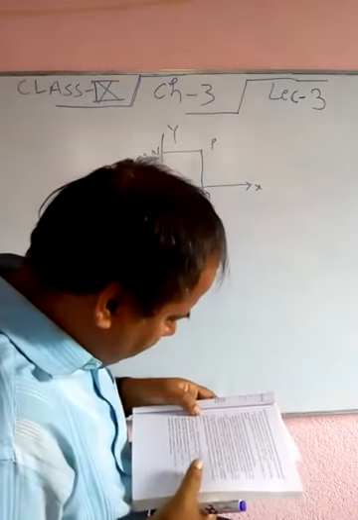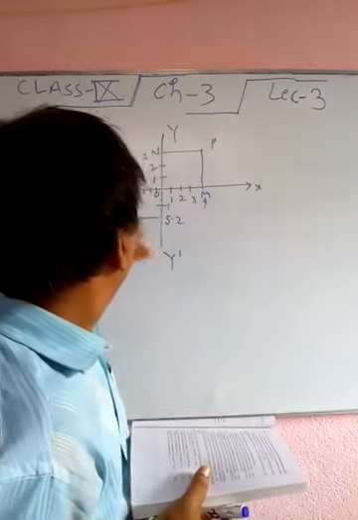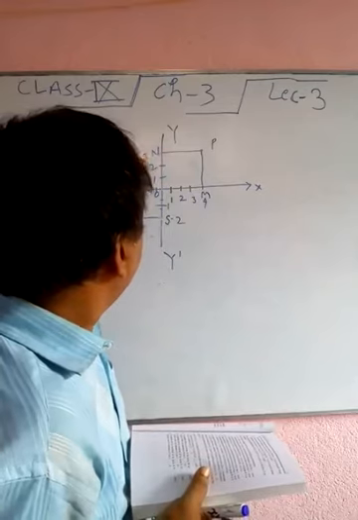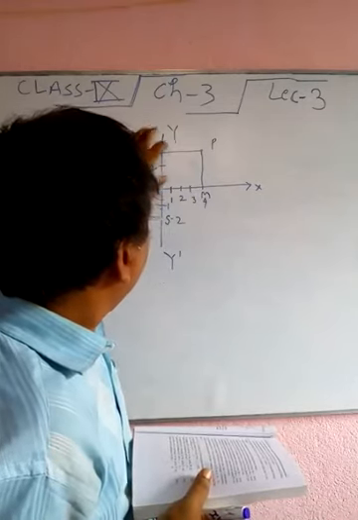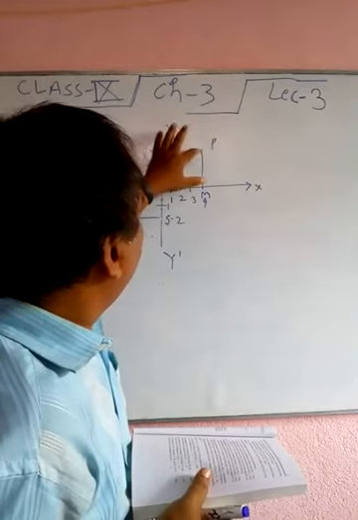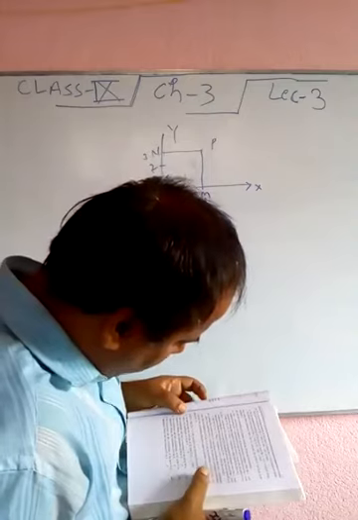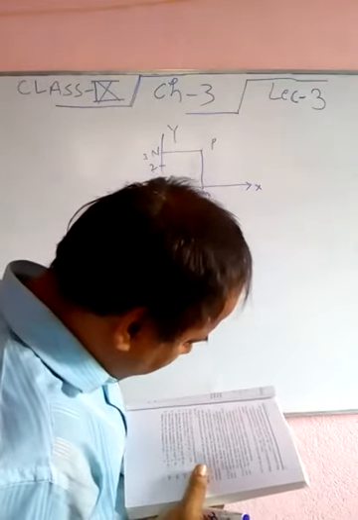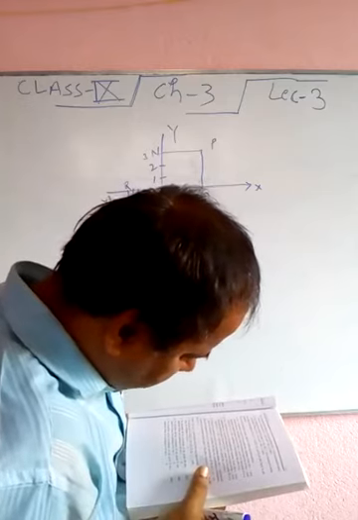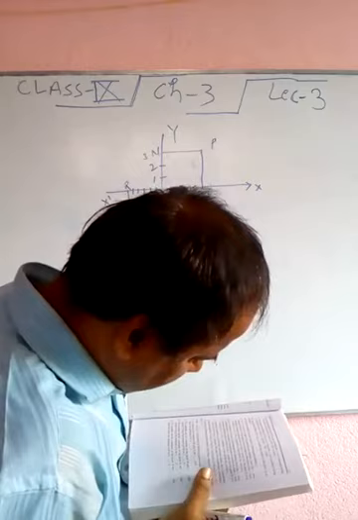Number 2, the y coordinate of a point is its perpendicular distance from the x-axis. This is the y coordinate, the perpendicular from a point on the y-axis. The y coordinate of a point is its perpendicular distance from the x-axis measured along the y-axis, positive along the positive direction of the y-axis and negative along the negative direction of the y-axis.